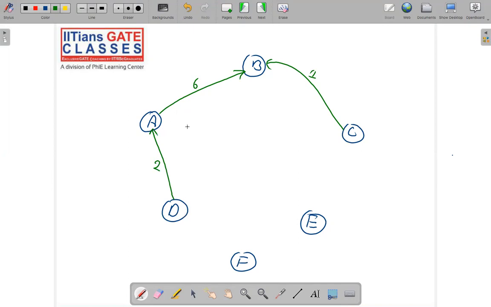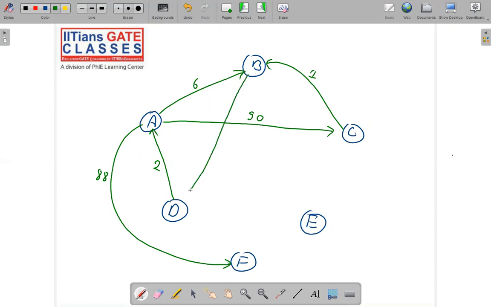Let's first write down all the edges going outside from A. From A to C, we have a direct edge with edge weight 90. And A to F also, we have a direct edge with edge weight 88. That's it. We have only 3 edges from A: A to B, A to C, and A to F. Then from B, we have only 1 edge, which is going directly to D, with edge weight 41.